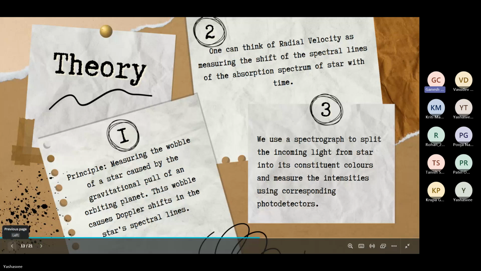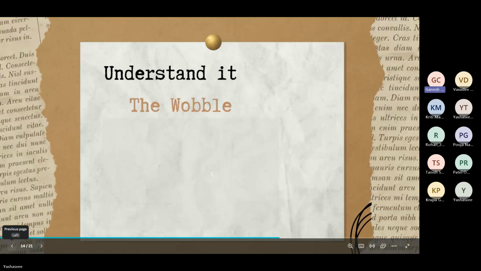So the principle says that measuring the wobble of a star caused by the gravitational pull of an orbiting planet, this wobble causes a Doppler shift in the star's spectral lines. One can think of radial velocity as measuring the shift of the spectral lines of the absorption spectrum of a star with time. We use a spectrograph to split the incoming light from the star into its constituent colors and measure the intensities using a corresponding photo detector. Here is a short video that will explain what radial velocity actually is.